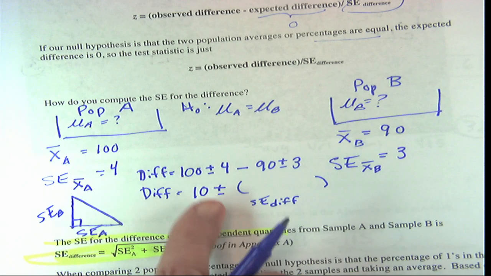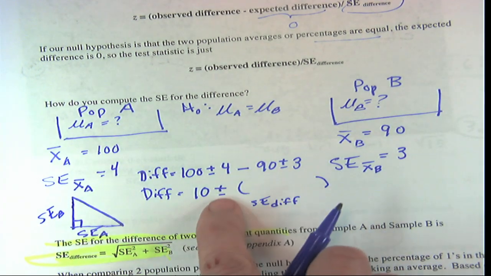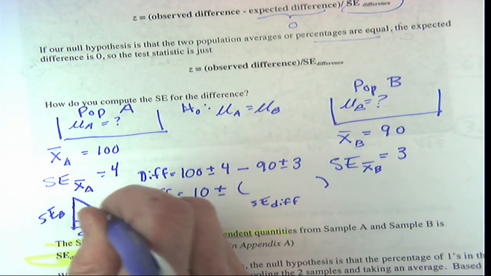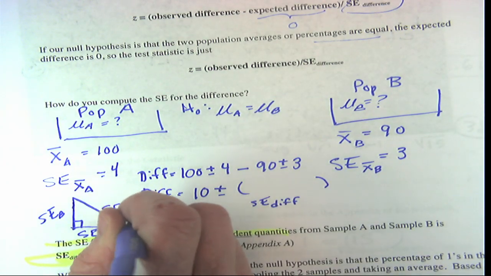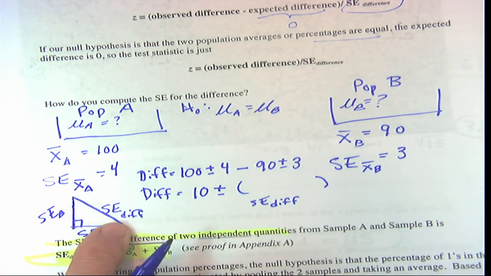Even though you're subtracting, it doesn't matter. It's plus or minus this difference. This right here is the standard error for the difference. So it's figured like the hypotenuse: a squared plus b squared equals c squared.